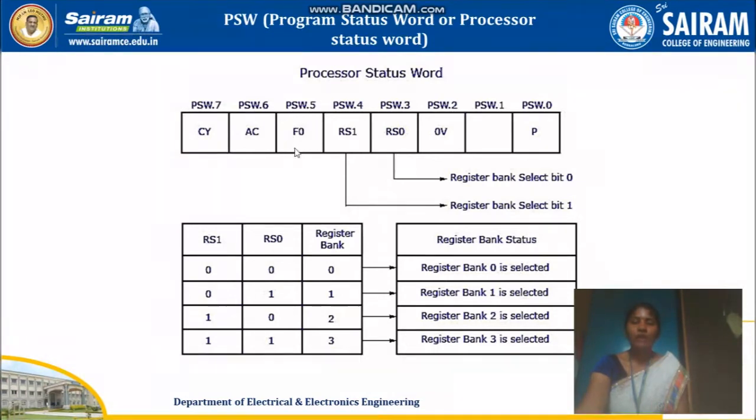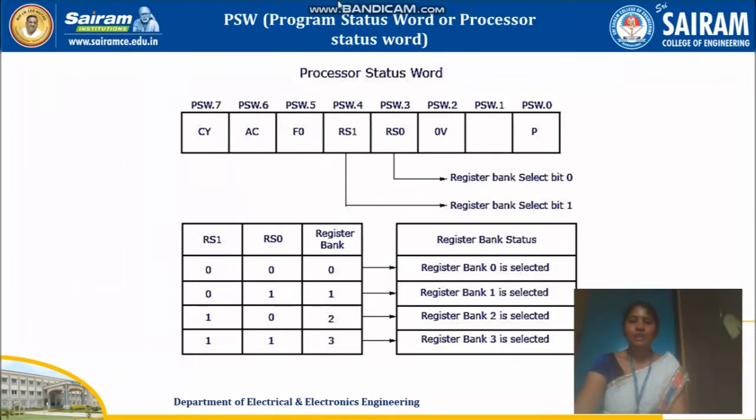Then F0 is your user defined flag, AC is your auxiliary carry, and CY is your carry flag. Using this program status word, it is possible for us to identify the parity bit, whether the auxiliary carry bit is set or not, whether the carry bit is set or not, and the user defined flag. And using these 2 bits, it is possible for us to select the register bank.